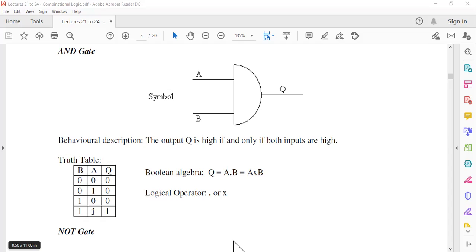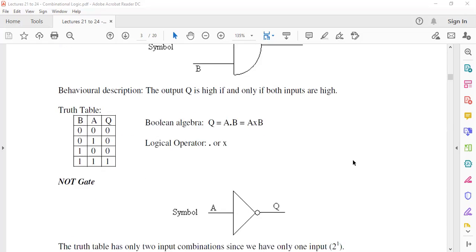The mnemonic to remember it, just like we did for the OR operation, which was addition, is that here you can just multiply. So 0 times 0 is 0, 0 times 1 is 0, 1 times 0 is 0, and 1 times 1 is 1. So that's another way you can remember the operation of the AND gate.